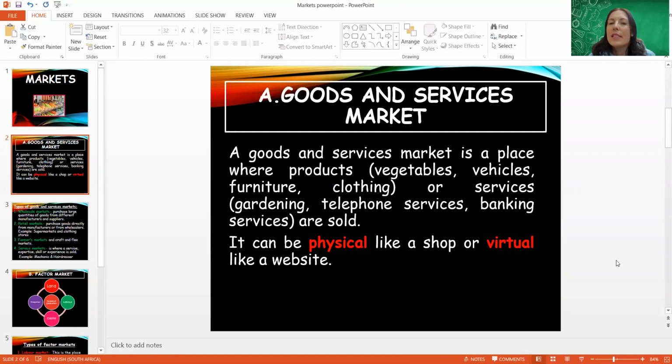A goods and services market is a place where products are sold. It can be different kinds of things like vegetables, vehicles, furniture, clothing, anything that you can touch, an item, or services, which we can't touch, but we can see it and experience it. For example, gardening, telephone services, banking services, etc.